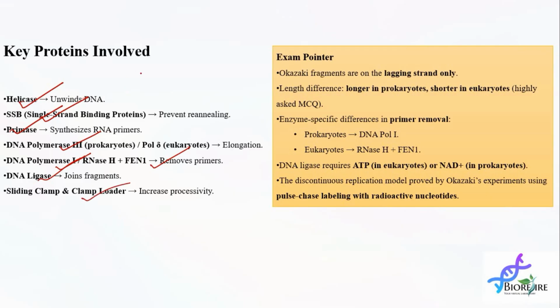Okay. Exam point of view. Okazaki fragments are on the lagging strand. Length differs in eukaryotes and prokaryotes. In prokaryotes, DNA polymerase I is required. In eukaryotes, RNase H or FEN1 is required. DNA ligase requires ATP in eukaryotes and NAD plus in prokaryotes. And the discontinuous replication model was proved by the Okazaki experiment using pulse-chase labeling with radioactive nucleotides.